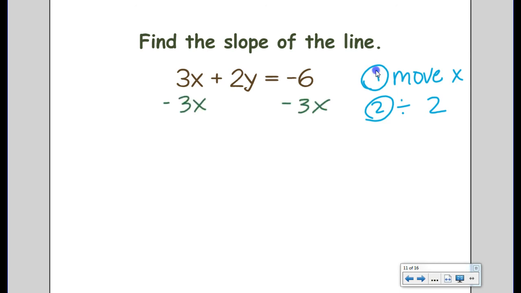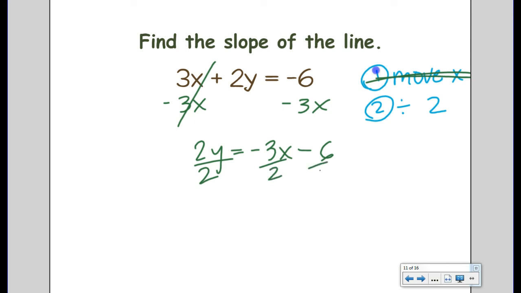Ready? That's how you move the x. This is gone. What's left on the left side? 2y equals negative 3x, and we actually don't care about the minus 6. Good. Okay, we did step 1. Cross it out. That was 1 step. What's step 2? Divide by whatever's in front of the y. Divide every single thing. It's okay. Y equals, you don't even have to go to your calculator. We haven't touched our calculator once. Y equals negative 3 halves x minus 3.